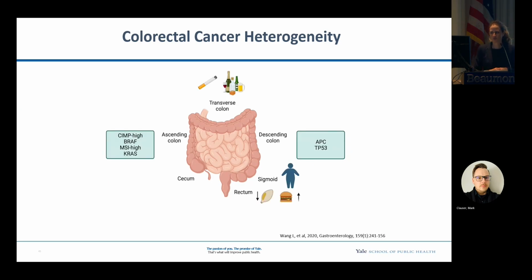In addition to this, there are also differences in mutational frequencies. On the right side, you have more KRAS and BRAF mutations. On the left side, more APC and TP53.